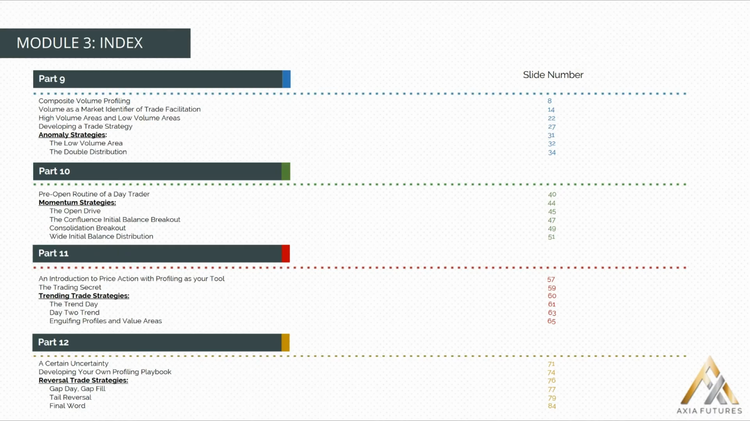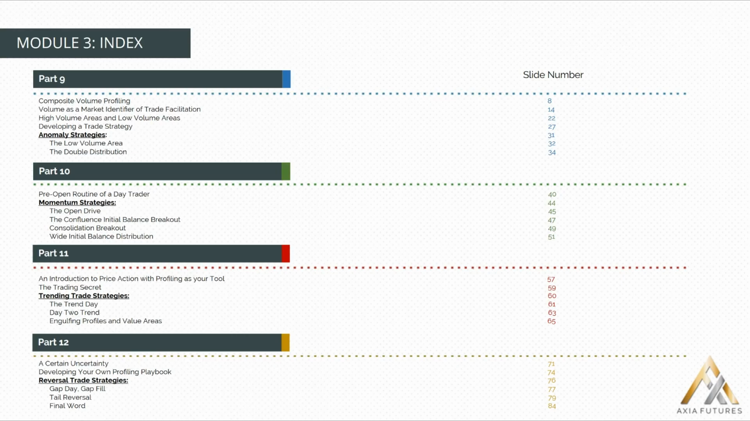Now in Part 9, we will focus on anomaly type strategies, including the low volume area and a high volume double distribution strategy. Then in Part 10, we're going to move on to principles of developing your pre-open routine and trading templates before discussing momentum volume profiling strategies. These will include the open drive, the confluence initial balance breakout, the consolidation breakout, and the wide initial balance distribution day.